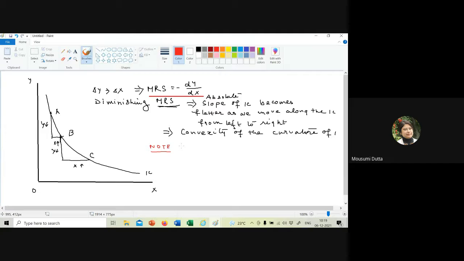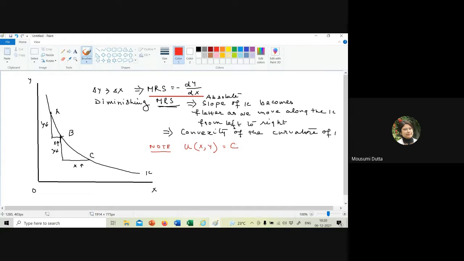Now, to derive the slope of the indifference curve, we have to start with the utility function, which is u of xy. I'm talking about a two commodity world, so my utility is a function of two commodities, x and y. Now, if along a line the utility remains constant for different combinations of x and y, we call the curve the indifference curve.